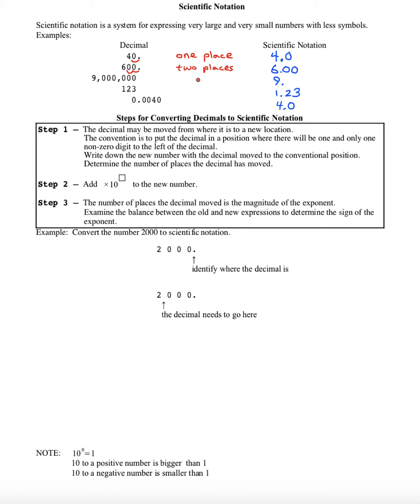In the case of 9 million, the decimal point is not visible, but it is at the end of the number. It's assumed to be there. So let's count 6 decimal places. For 123, we're moving it 2 places. And for this one, we're actually going to move it to the right instead of to the left, but that is 3 places.